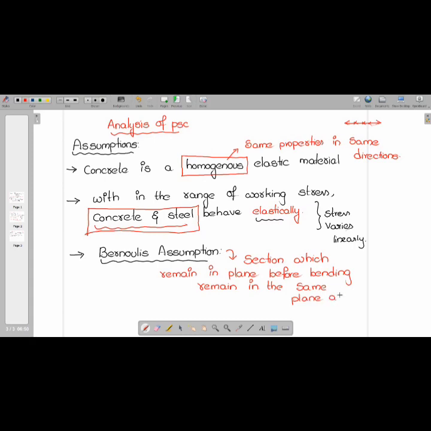So what does this assumption say? Sections which remain in plane before bending remain in the same plane after bending. So here you can say that Bernoulli's assumption says that strain varies linearly.